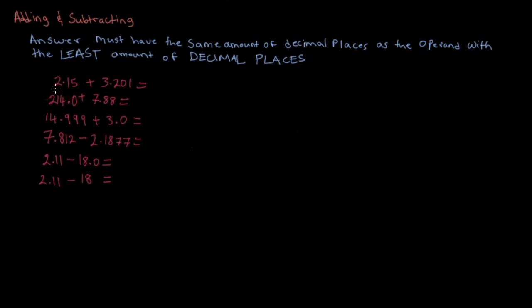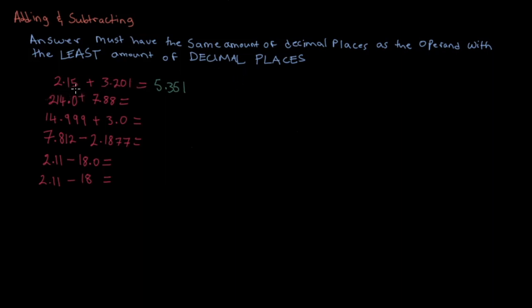So if we were to add these two numbers together, our answer should have the fewest amount of decimal places. So let's start by doing this. First, we'll add these two, punch that into our calculator. And when we do that, we get 5.351. All right, 5.351. Now, this number is not written to the correct amount of significant figures because what we're after is the least amount of decimal places.